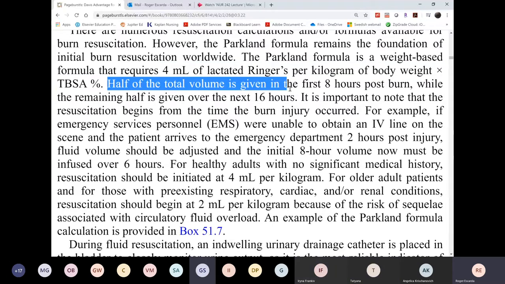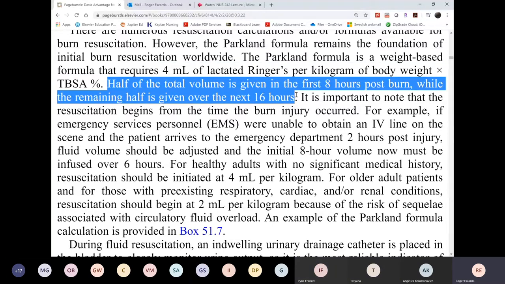Okay, so we will give that over 24 hours. How it's given is half of that will have to be given during the first 8 hours post-burn. So, Giselle was burned, let's say, at 8 a.m. When she gets to the hospital, do we have 8 hours? No, we count from the time she was burned, right?